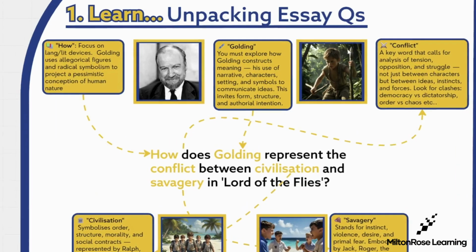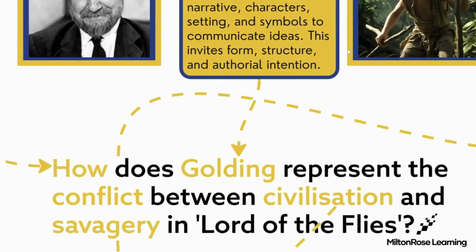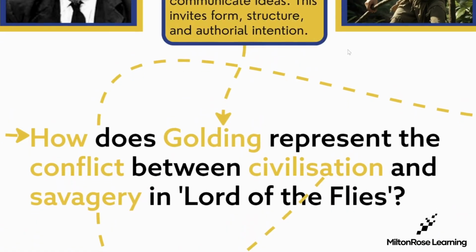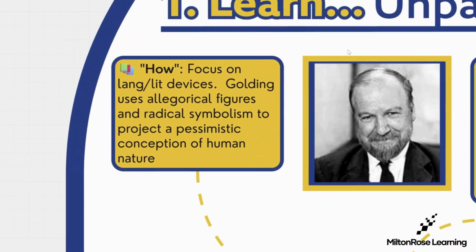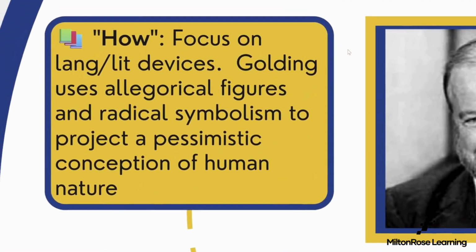So let's do that. So the first little part, we've set up a question here. How does Golding represent the conflict between civilization and savagery in Lord of the Flies? Okay, so the conflict between civilization and savagery in Lord of the Flies. Now, if I was teaching the class at school, this is what I would do. I'd go, right, let's break apart the keywords, everyone.